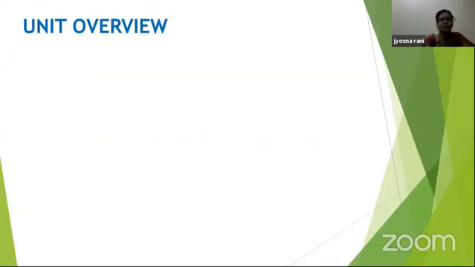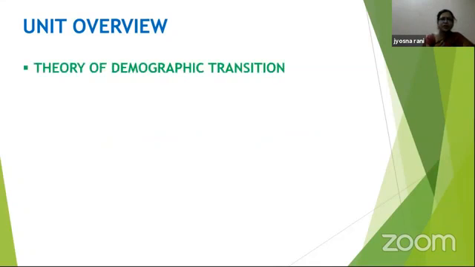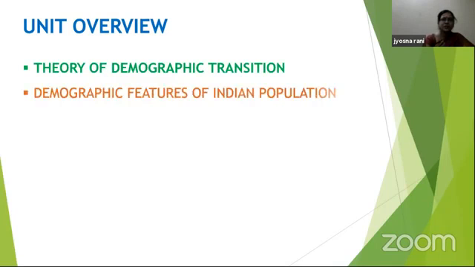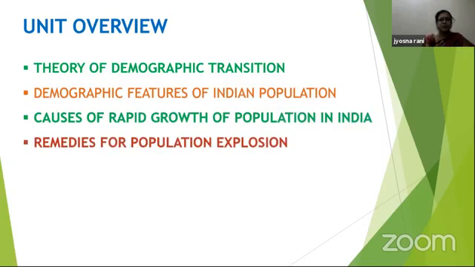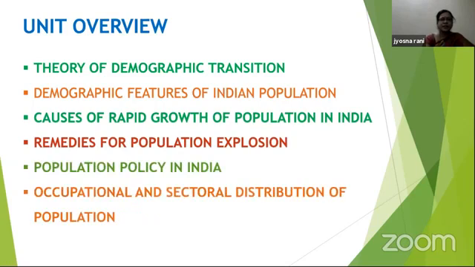Here, let us have a unit overview. In this unit, we are going to discuss the theory of demographic transition, demographic features of Indian population, causes of rapid growth of population in India, remedies for population explosion, population policy in India, occupational and sectoral distribution of population.